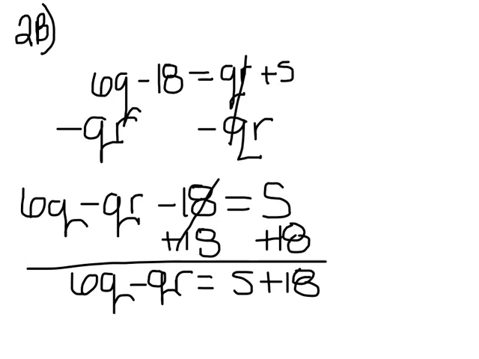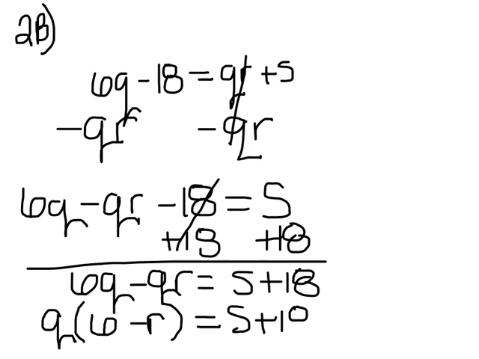Now, in a problem like this, we'll use the reverse of the distributive property to separate the q's right there from the 6 and the r. Since they both have a factor of q, we'll take that out and we'll be left with q times 6 minus r. Notice that if you do the distributive property here, you'll have 6q minus qr again. This still equals s plus 18.